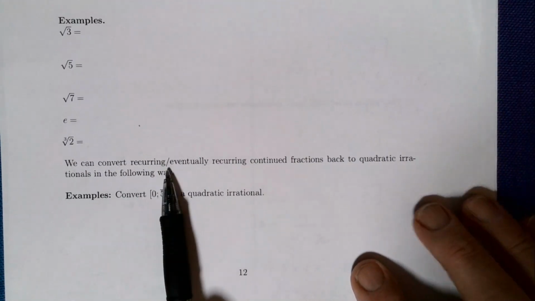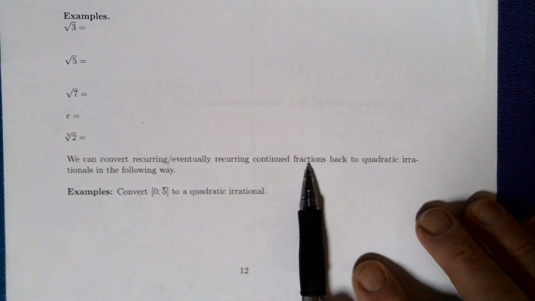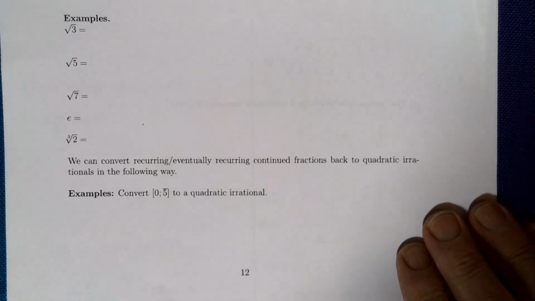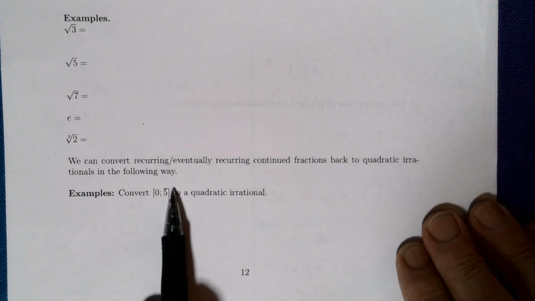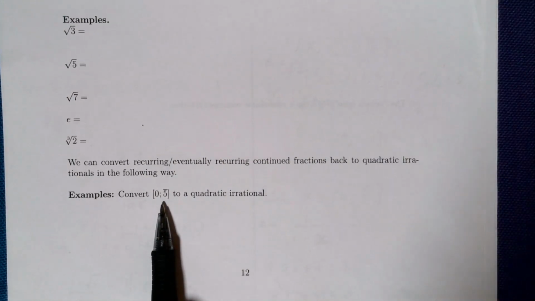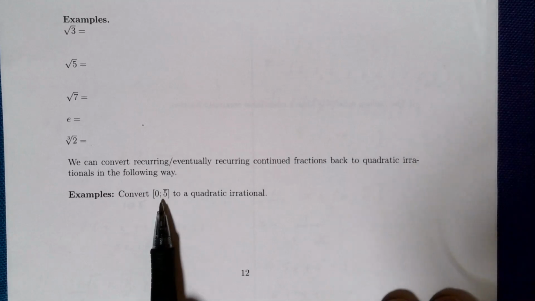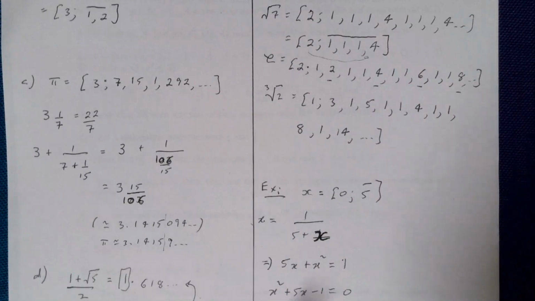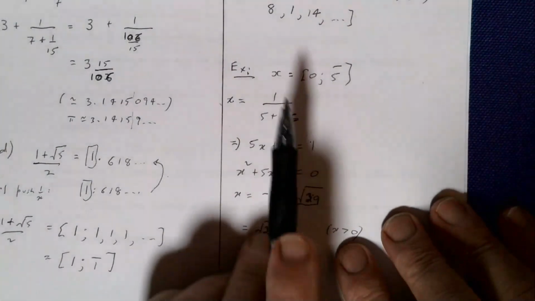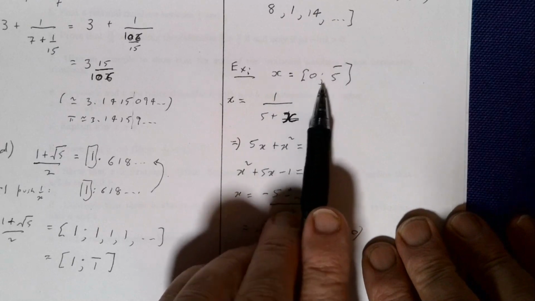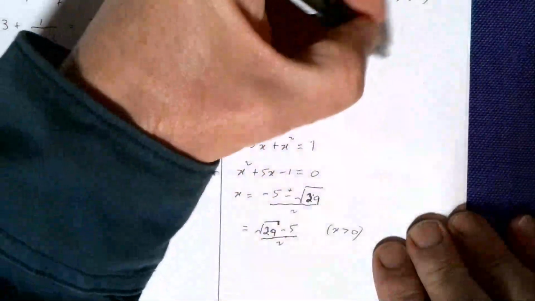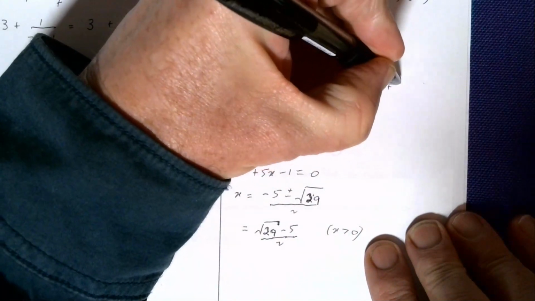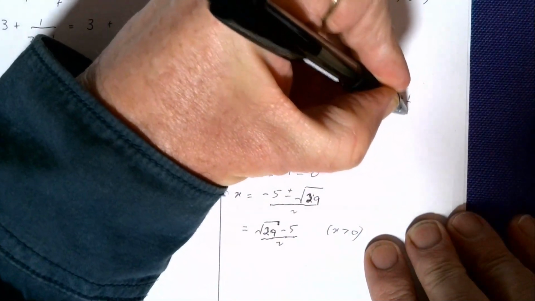Finally, we can convert recurring or eventually recurring continued fractions back to quadratic irrationals in the following way. So suppose I give you one of these continued fractions that's repeating. Can we get back to what number it came from? I'll do an example of that. We'll do some more of those in the tutorial. So x is 0; 5 repeating. That simply means that's 0 plus 1 over 5 plus 1 over 5 plus 1 over 5.